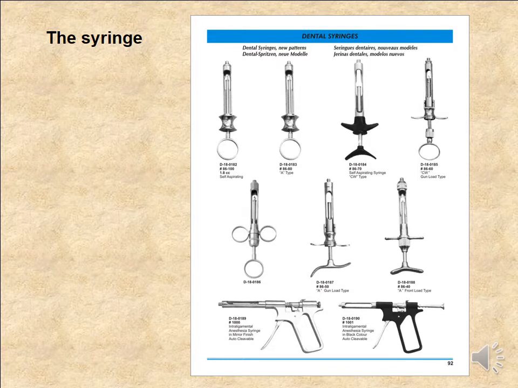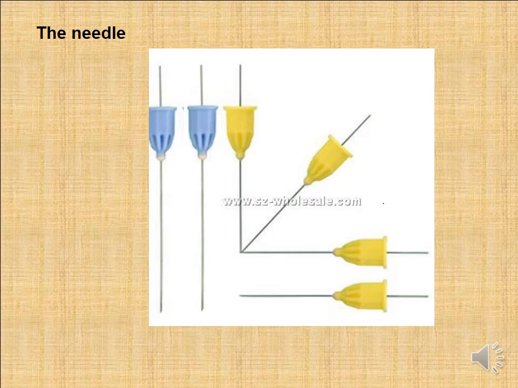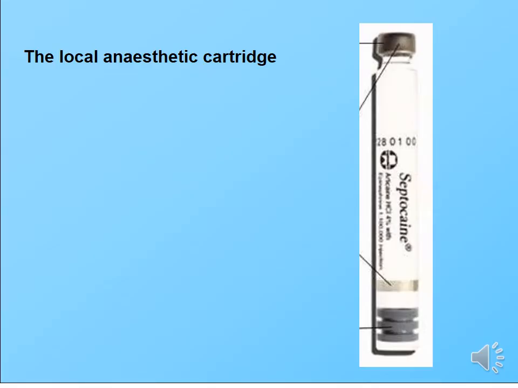There are three armamentaria for local anesthesia. The first one is the dental syringe. There are many types of dental syringe that give the injection to the patient. The second one is the dental needles. There are needles for giving injection of local anesthesia. And the last one is the local anesthetic cartridge, or carpule. This is the vehicle for carrying the local anesthetic solution.